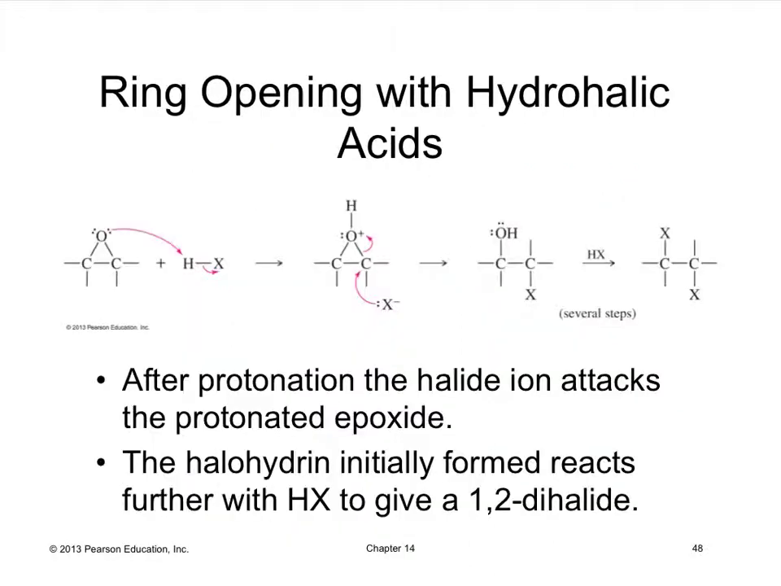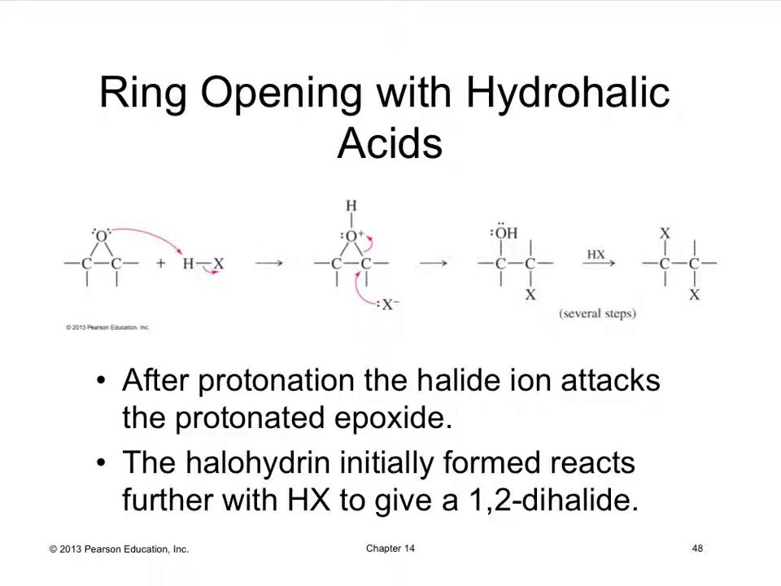Next, ring openings with hydrohalic acid. You can use HX; it gets protonated, and X is here. Once it's protonated, the X will come in, attack one side, and open up the ring to generate the halohydrin. Again, you can react it with another equivalent of HX.